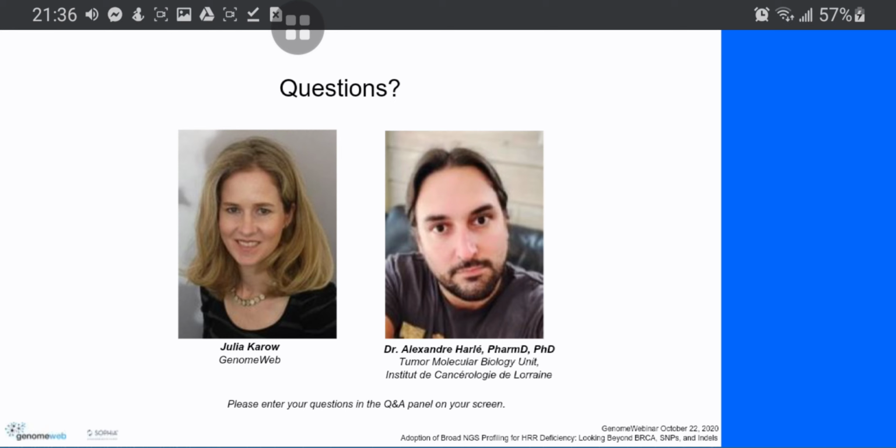Okay, so for the analysis we use the Sophia DDM software, so it's quite easy because you just have to upload your FASTQ files through the software, and the analysis is automatically finished in less than 3 or 4 hours most of the time. For this assay, we are running 24 samples in one run on the NextSeq 500 instrument. Okay, got it.